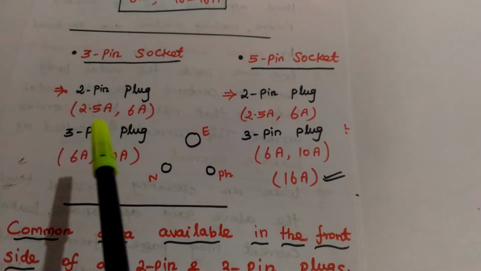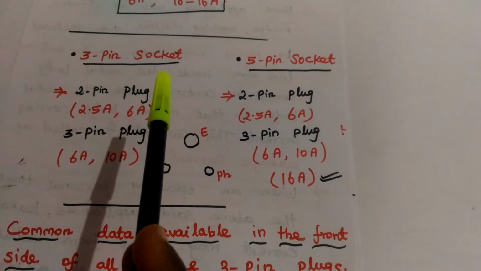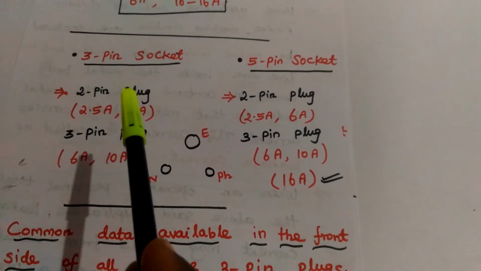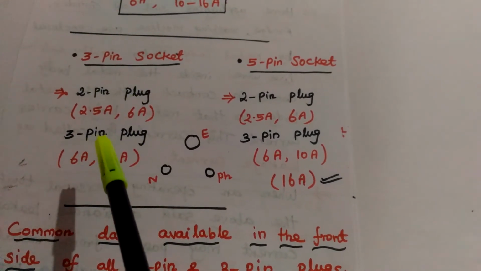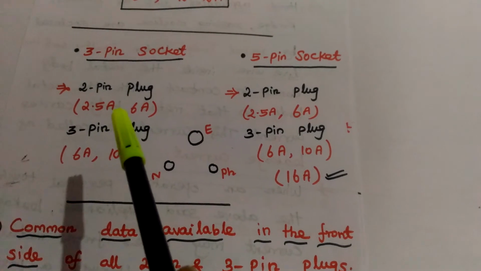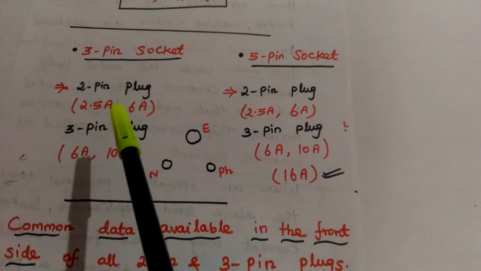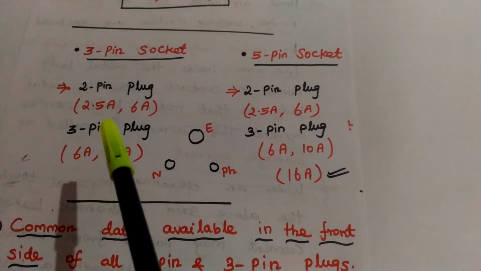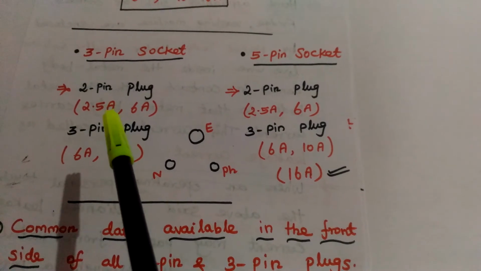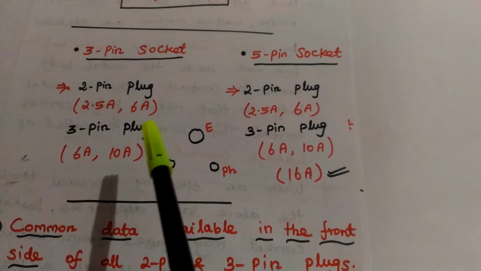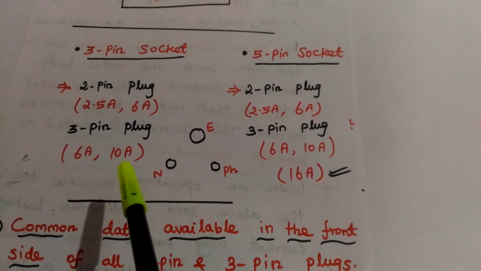Normally the socket is nothing but the place where we are inserting the plug, that is called the socket. So in the 3-pin socket we can insert a 2-pin plug and a 3-pin plug. Normally the current rating of the 2-pin plug is 2.5 amps and 6 amps, and the 3-pin plug will be 6 amps and 10 amps.